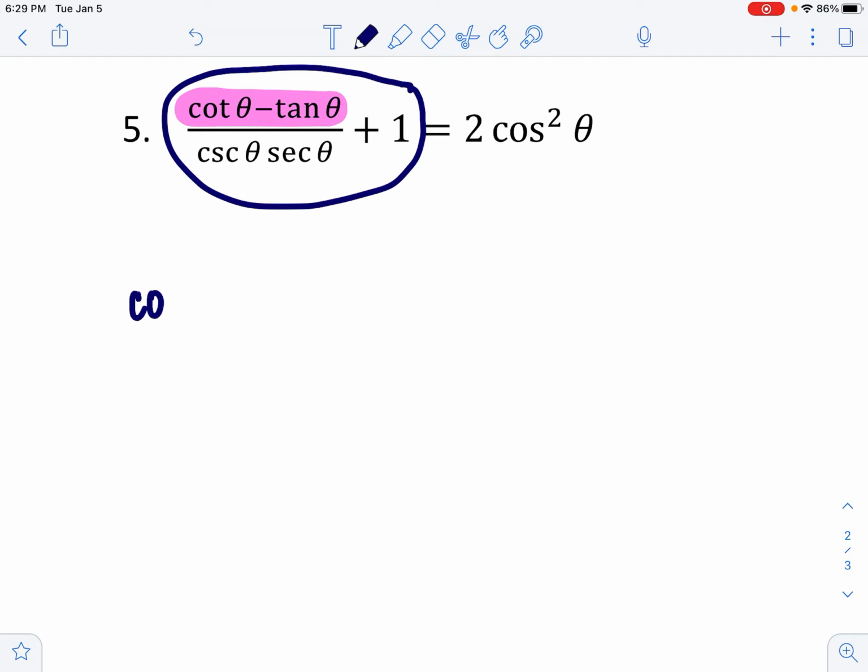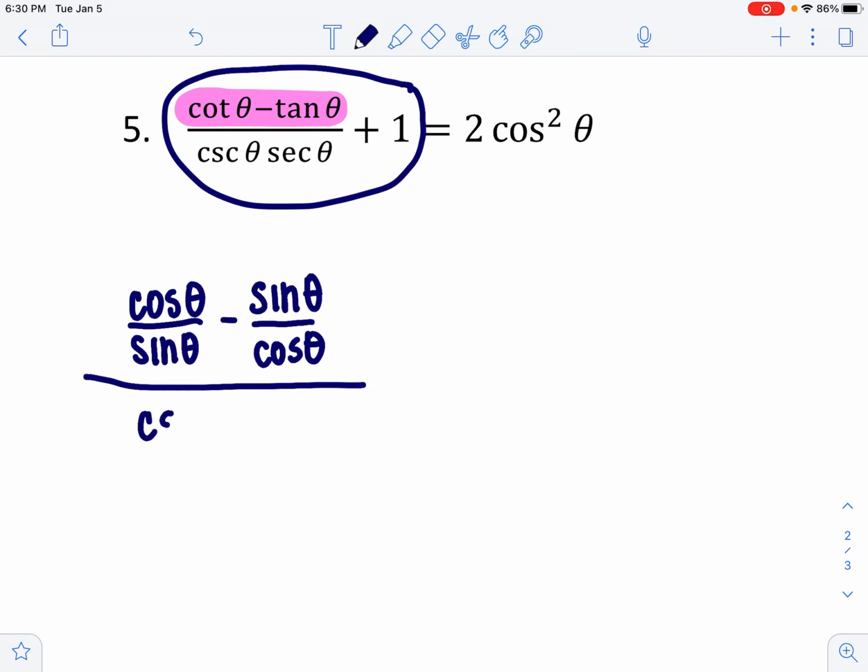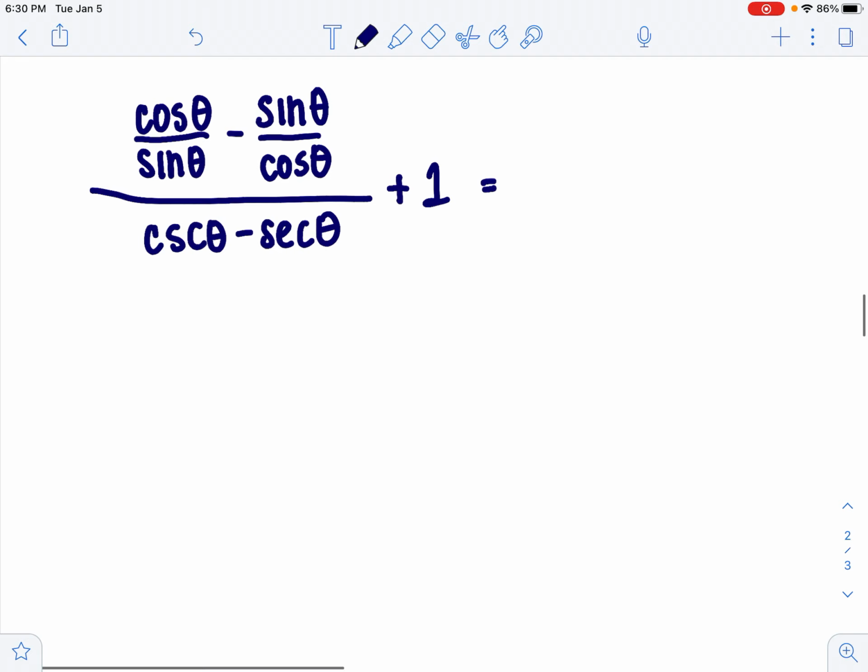What can I replace cotangent with? Cosine of theta over sine of theta. I have minus. What can I replace tangent with? Sine over cosine. Okay, but then I still have that over cosecant of theta minus secant of theta, and then I still have this plus 1. Okay, so now what can I do here?